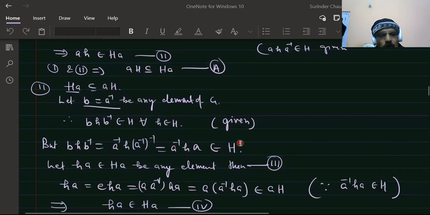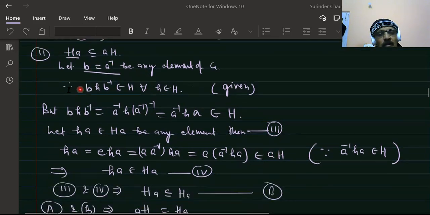So now we use this later on. Let HA belong to H. Let HA be any element. We can write E into HA, as we have proved this. So HA is equal to E into HA. E is equal to A into A inverse, as it holds in group G. This is equal to A into A inverse HA. Now A inverse HA belongs to H, so this belongs to A into H.